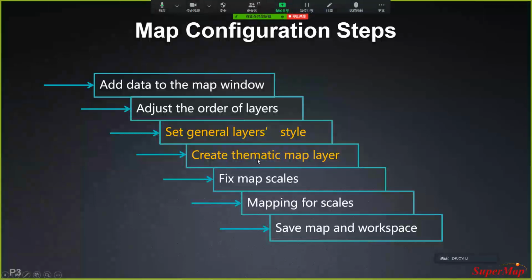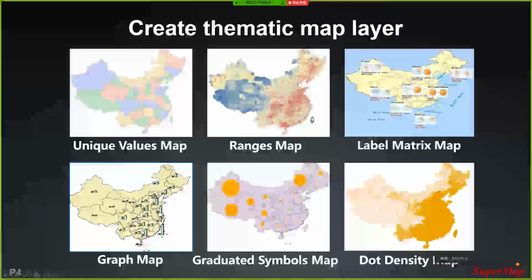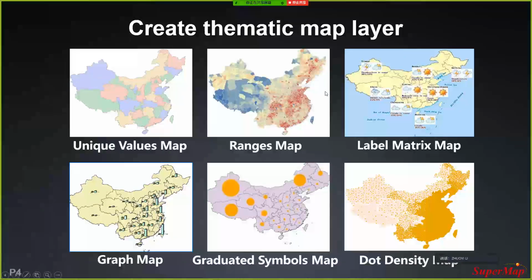Next, we will introduce in this class how to set general layer style and create the semantic map layers. Then we should do something to make our map layer the best, so we should fix map scales and mapping scales. And the last step is to save the map and workspace. That's the semantic maps that we can do.